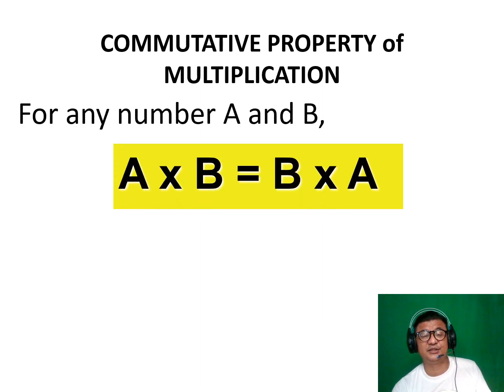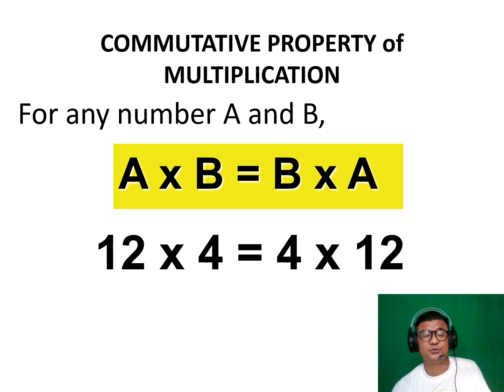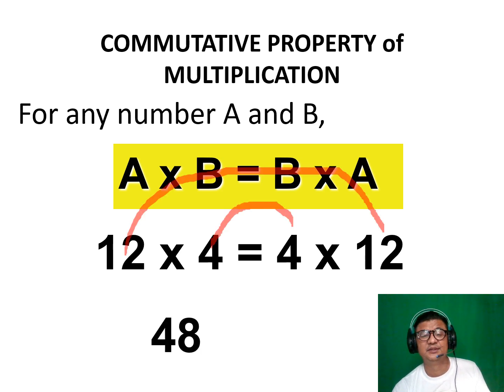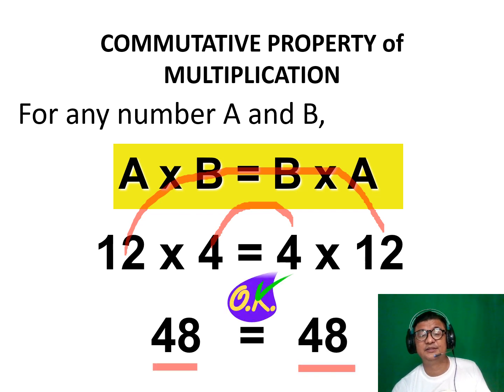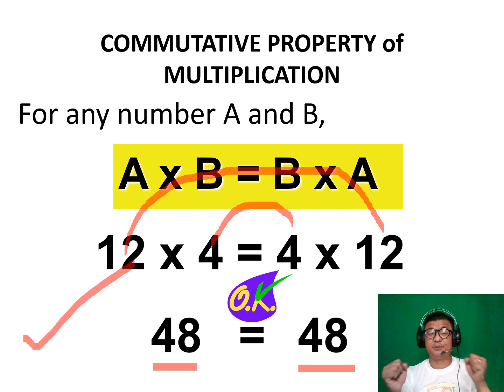Again, let's reverse the a and the b. So 12 goes there and the 4 goes there. They switch places. Left side is 48. The right side is also 48. Definitely that's okay. We put a check. Commutative property works for multiplication.